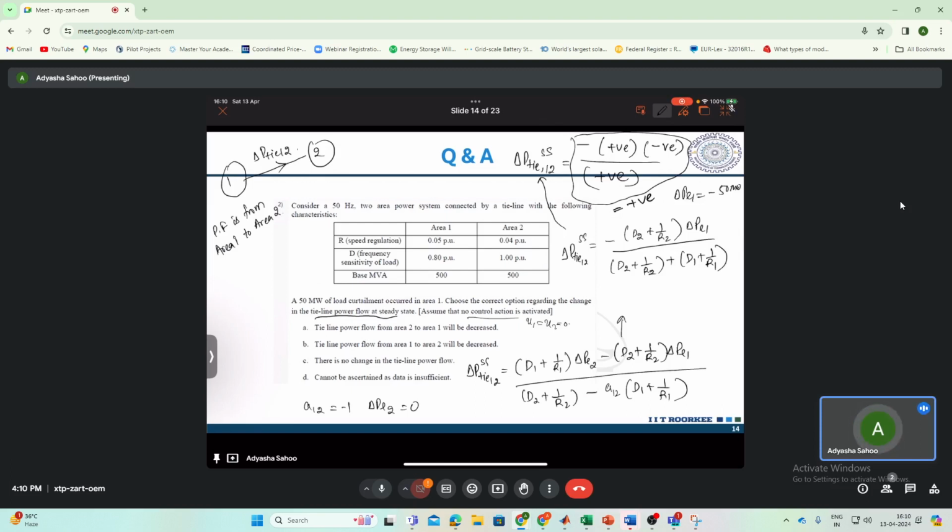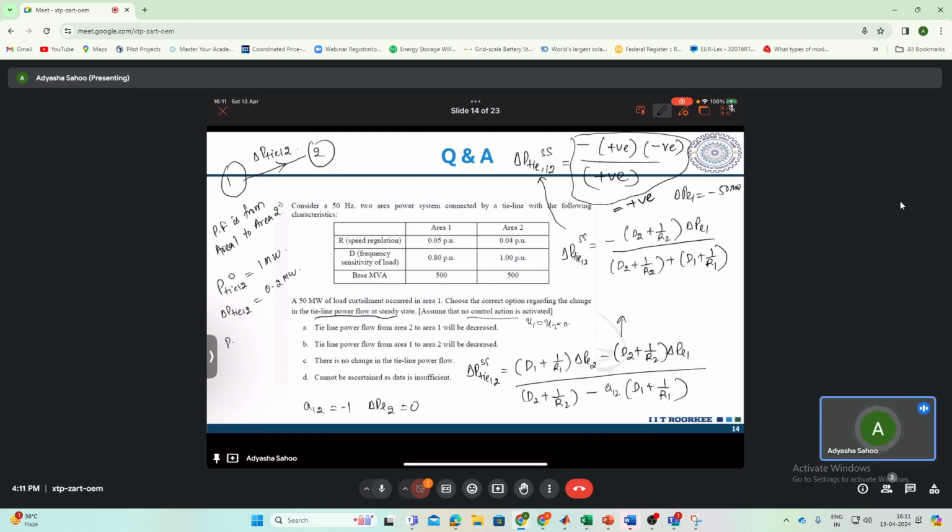So what are the options? The option is that tie line power flow from area 2 to area 1 will be decreased. If the P tie 12 is positive, let's say that earlier it was something like 1 megawatt, value we have not calculated, and now you have got that delta P tie 12 is, let's say, 0.2 megawatt.